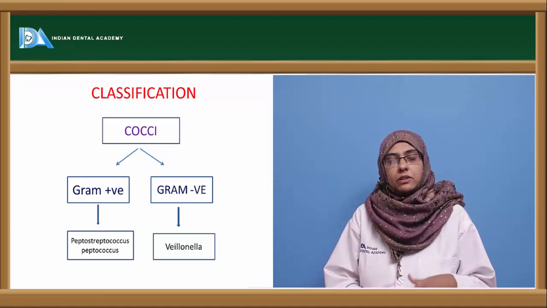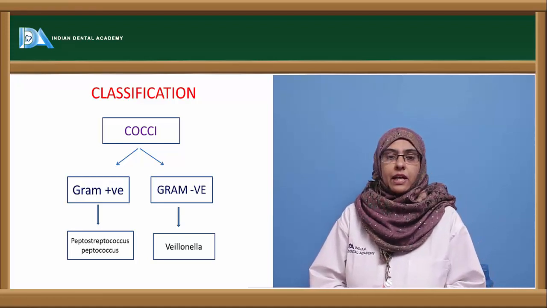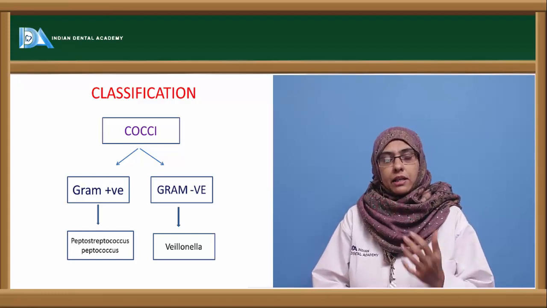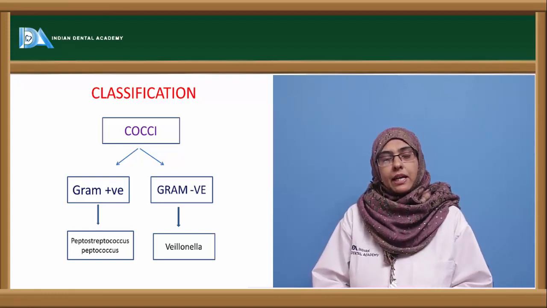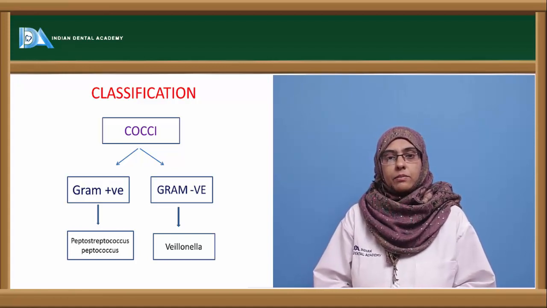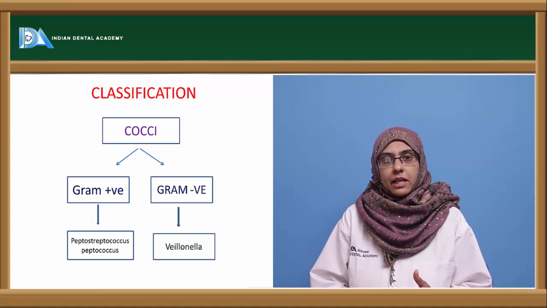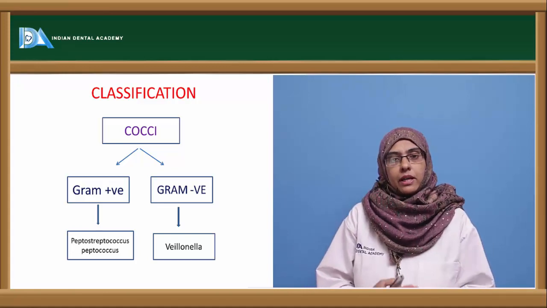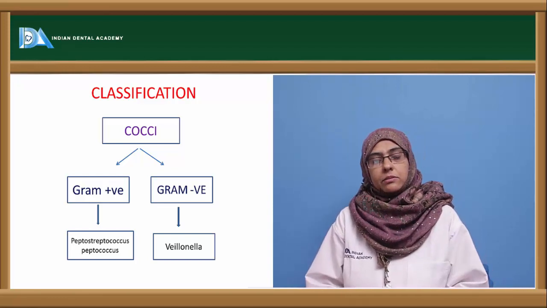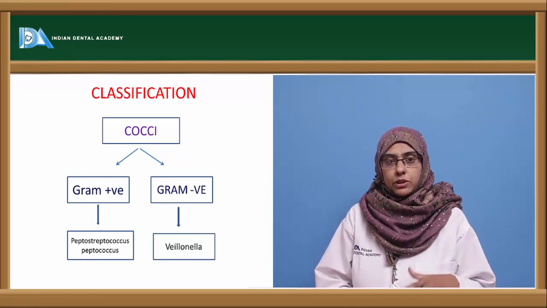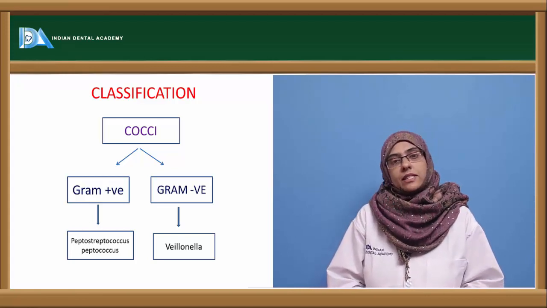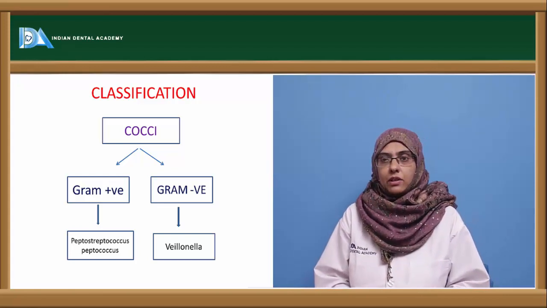These organisms are usually classified as anaerobic gram-positive cocci and gram-positive bacilli, and gram-negative cocci and gram-negative bacilli. Coming to the cocci, they can be classified as gram-positive cocci and gram-negative cocci based upon gram staining. The organisms mostly seen among the gram-positive cocci are Streptococcus and Peptococcus, whereas the gram-negative cocci are Veillonella.